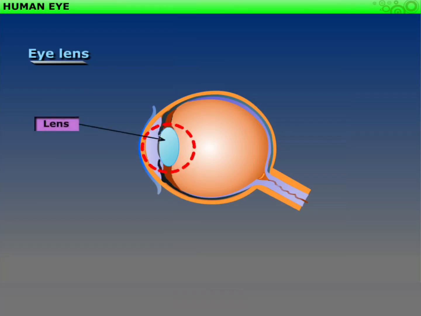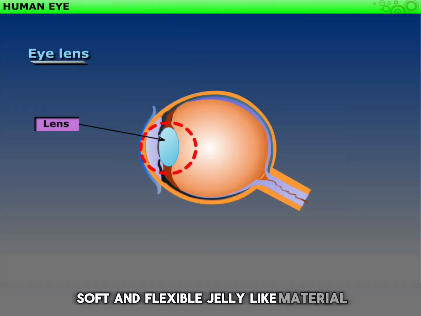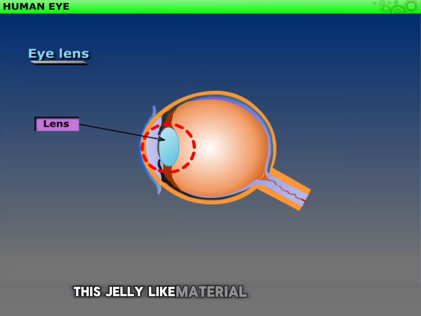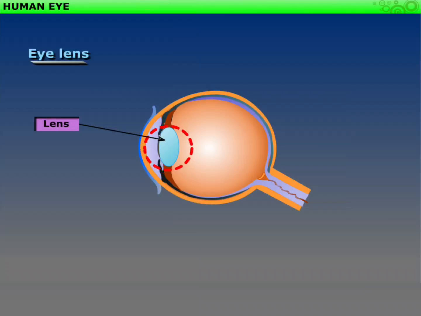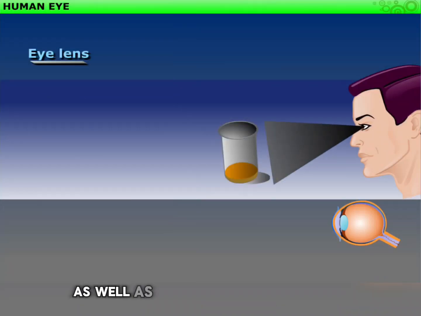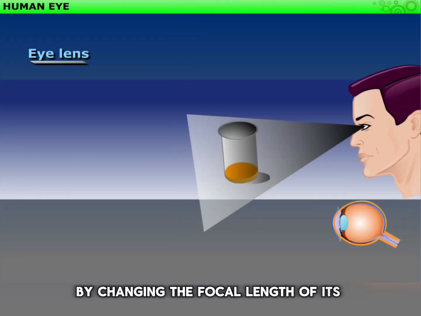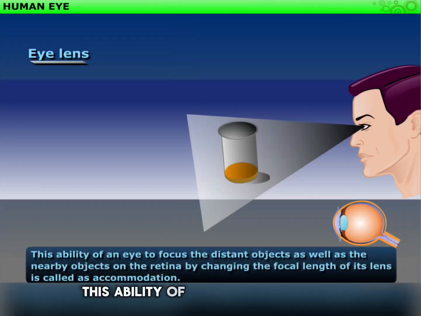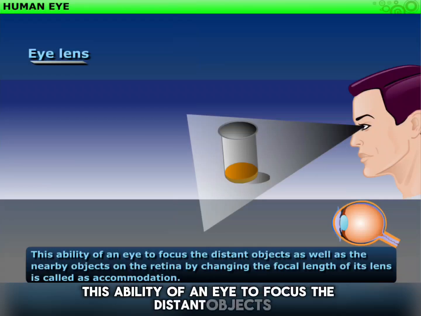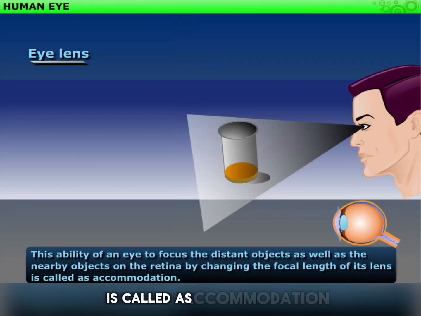Eye lens. The eye lens, or the convex lens, is made up of a transparent, soft and flexible jelly-like material. This jelly-like material is made up of proteins. An eye can focus the images of the distant objects, as well as the nearby objects, on its retina by changing the focal length of its lens. This ability of an eye to focus the distant objects, as well as the nearby objects, on the retina by changing the focal length of its lens, is called accommodation.